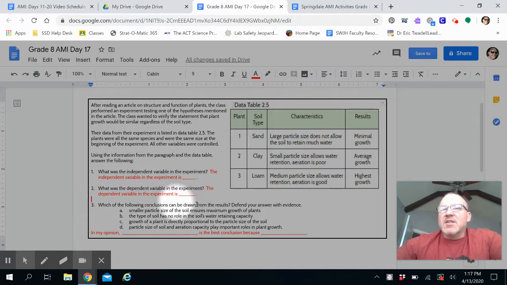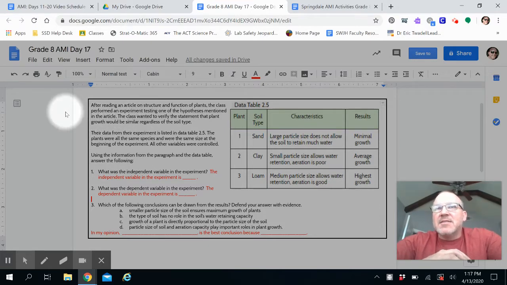And so, just a thought here, your evidence is most likely going to be in the data table or possibly in the reading, in the text. So let's go ahead and read the text and see what this question is about. It says, after reading an article on structure and function of plants, the class performed an experiment testing one of the hypotheses mentioned in the article. The class wanted to verify the statement that plant growth would be similar regardless of the soil type. Their data from their experiment is listed in data table 2.5.